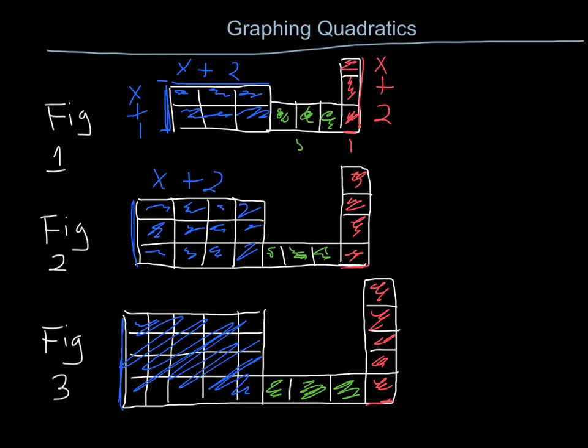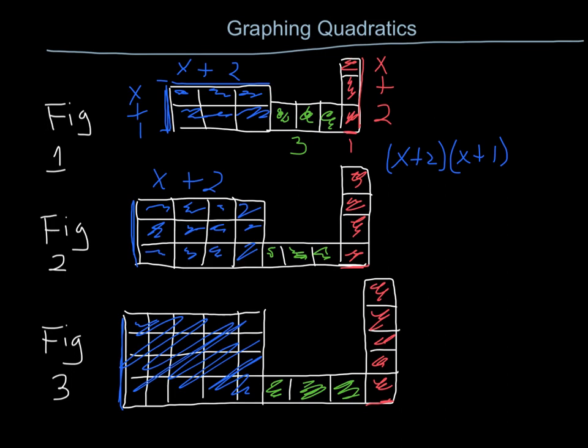Whoops, that's a terrible 3. I'm always going to have, try that again, 3 green ones. Okay, so now I can use the area of these shapes to write my equation. So for the blue, I have x plus 2 times x plus 1, because the area of a rectangle is length times width.